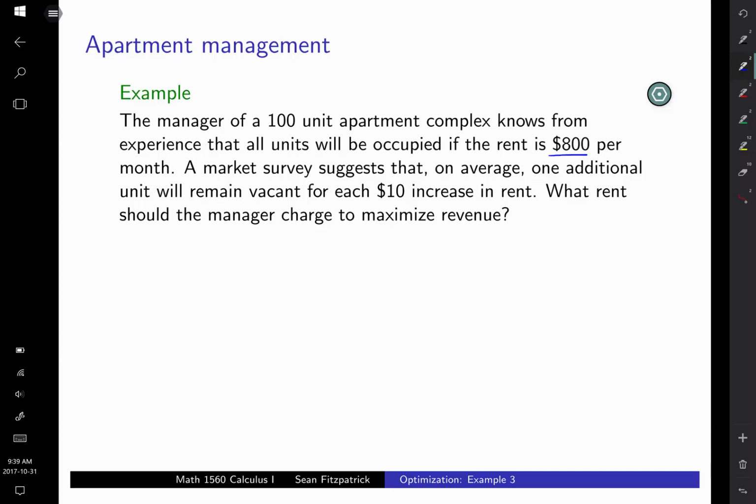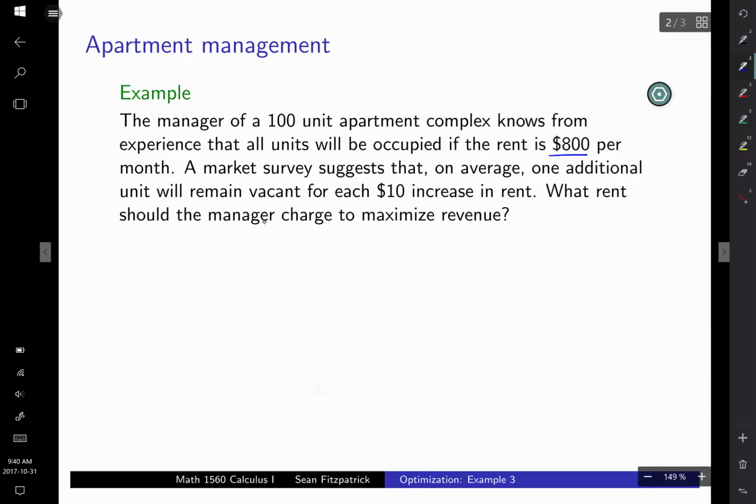And now her job is to figure out what rent should she charge if she wants to maximize the revenue, the amount of money that the apartment building is bringing in. Okay. So let's think about how we do that.